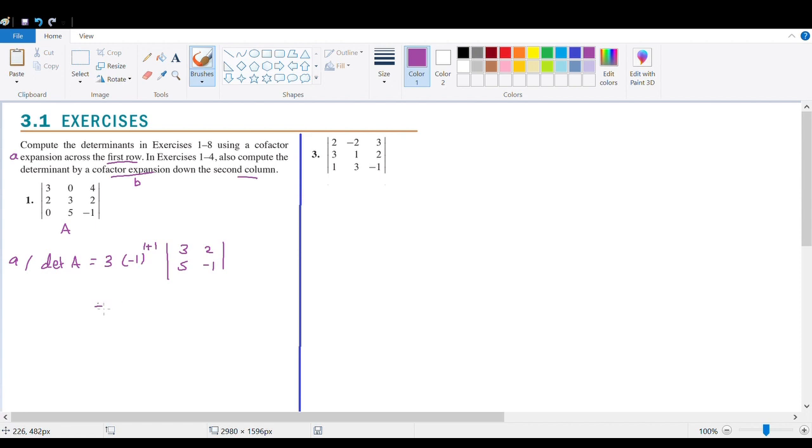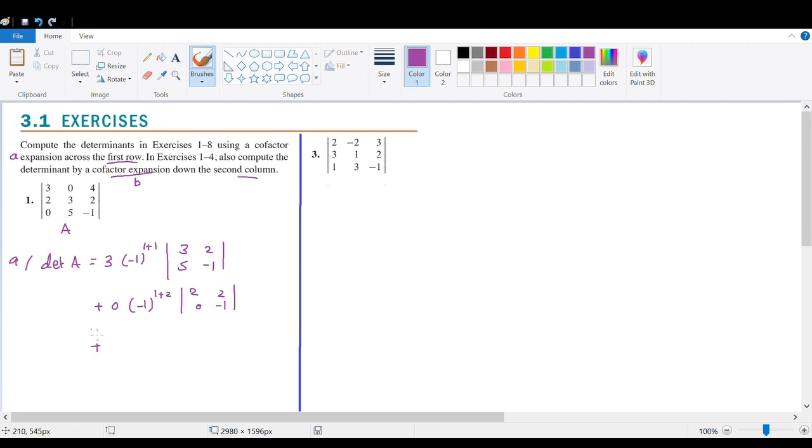Then plus the second element in the first row, which is 0, multiplied by -1 to the power of 1 plus 2, since the position is first row, second column. Then multiplied by the determinant of the matrix we get if we cross this out, which is 2, 2, 0, -1.